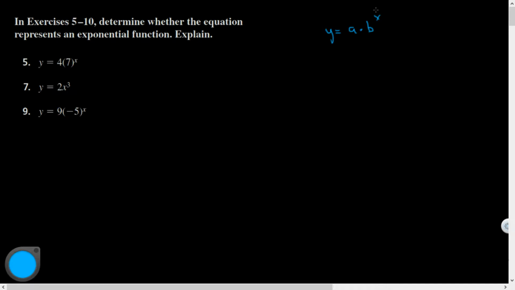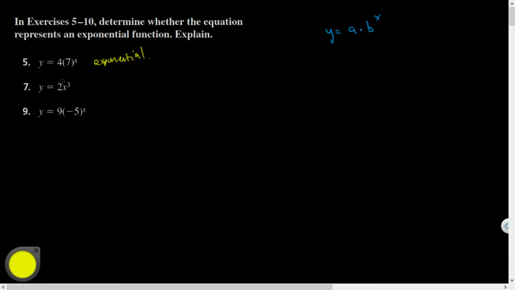All right. And notice my variable x is in the exponent, right? So the question is, do any of these match that? For the first one, notice a would have been the 4, b would have been the 7, and x is in fact in the exponent. So this is exponential. The variable is in the exponent.